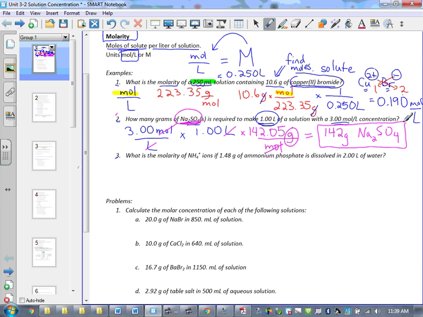So 426 grams of sodium sulfate should be weighed out. Yeah, it's 426. Thank you. So that's a lot. That's going to be a pretty concentrated solution.